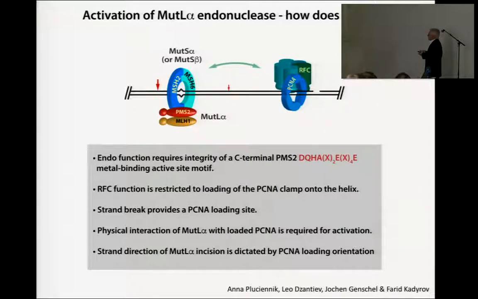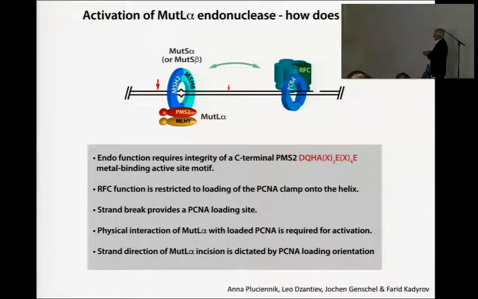So as I said, activation of MutL alpha requires a mismatch, a pre-existing strand break, MutS alpha, the PCNA clamp, and RFC, the clamp loader. Anna Plyusnina and Leo Dzantiev have shown that RFC involvement in this reaction is restricted to clamp loading. And they also showed that the only function of the strand break is to provide a PCNA loading site. So PCNA is loaded by RFC at 3' double strand, single strand junctions, and that strand break provides that function.